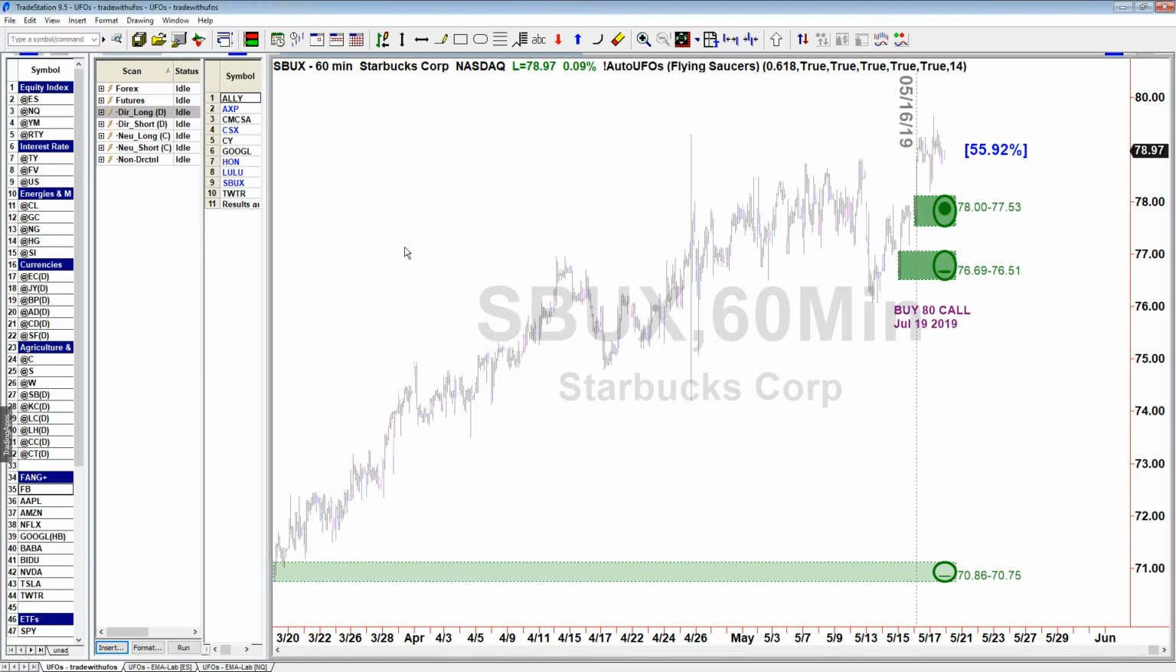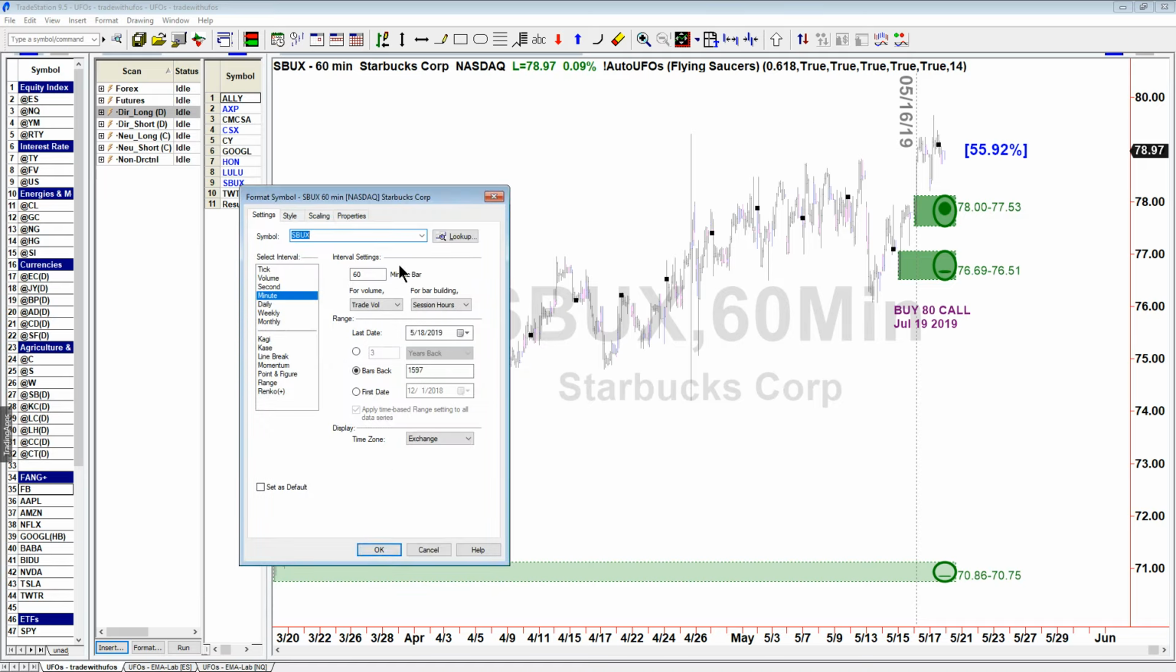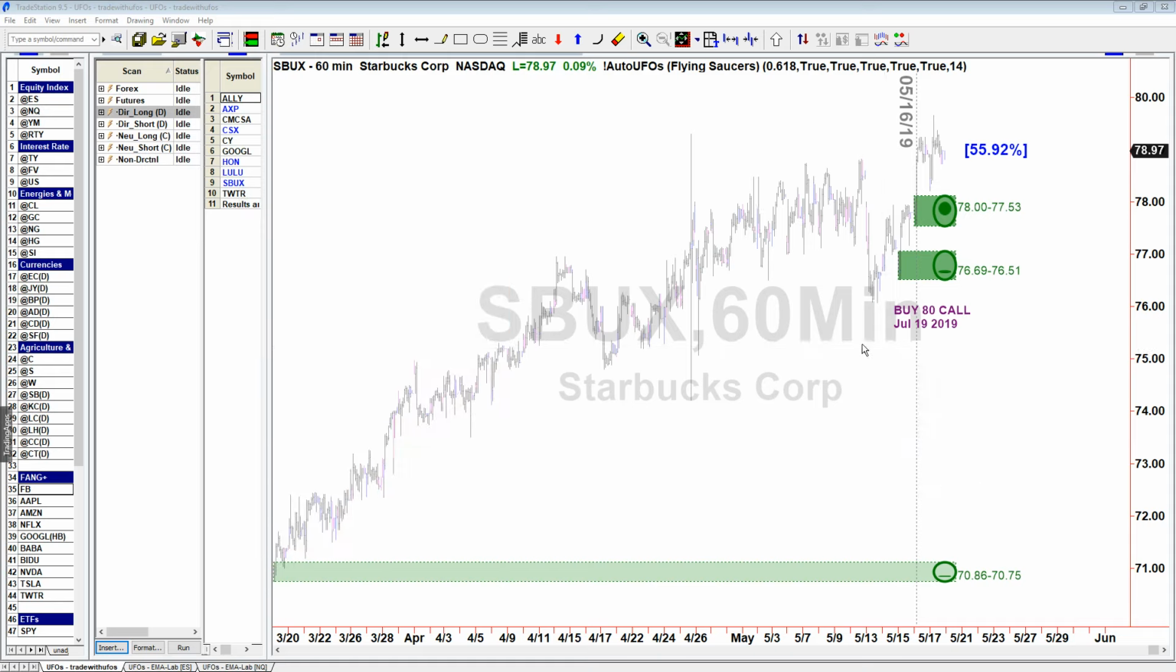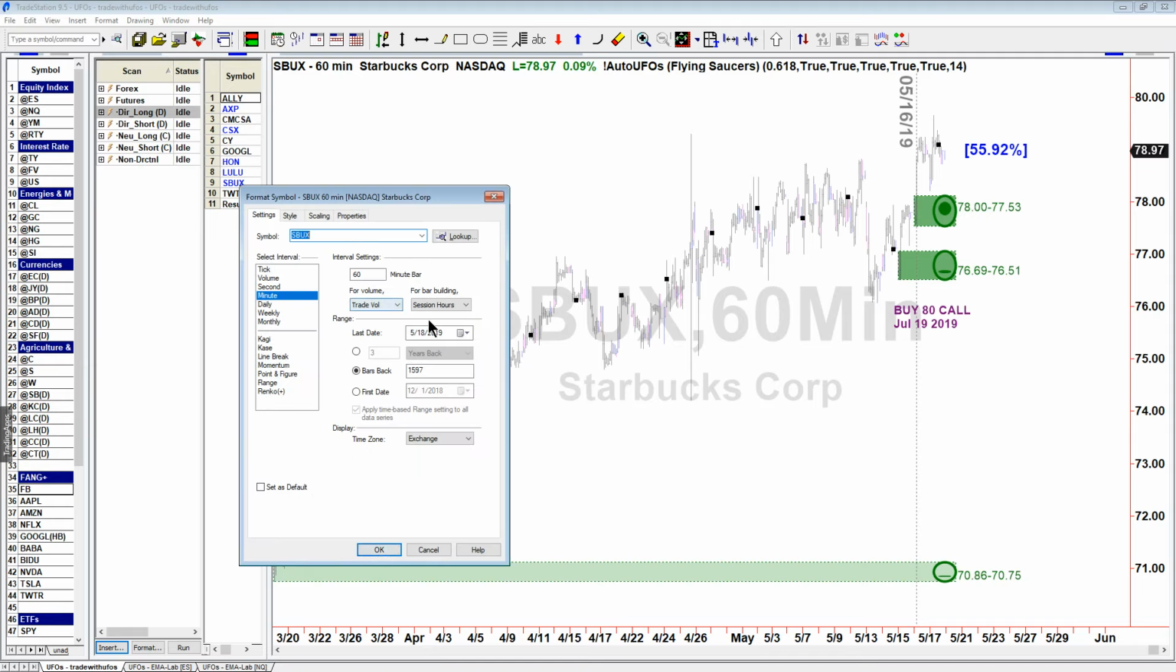But again, back to TradeStation. First of all, with TradeStation, you could certainly go ahead and change dates. If you double click on those candles or you right click, format symbol, you get to a menu and you can change dates. So for example, let's say you want to go back in time to 5/14. So you go back in time to 5/14, okay?